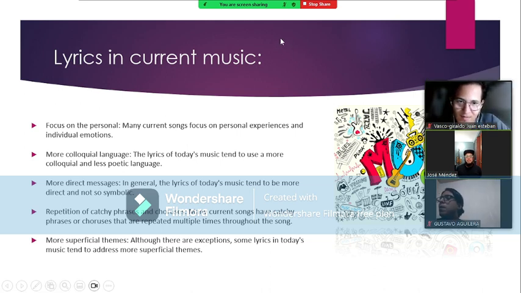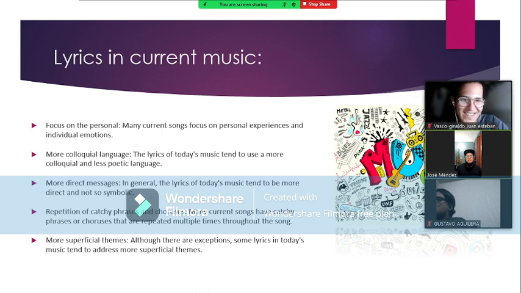Point number three, more direct message. In general, the lyrics of today's music tend to be more direct and not so subtle. For example, trap. Point number four, the repetition of catchy phrases and choruses. Many current songs have catchy phrases or choruses that are repeated multiple times throughout the song. For example, reggaeton.